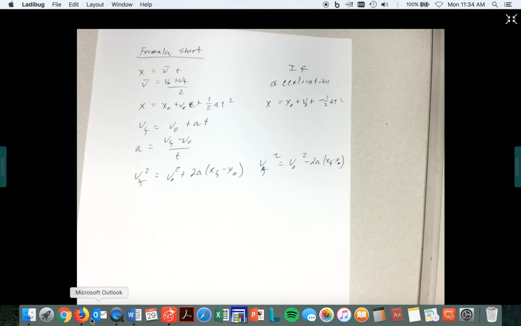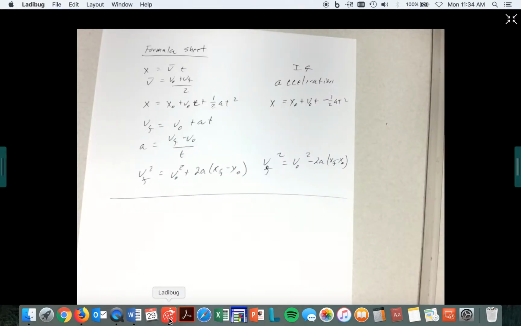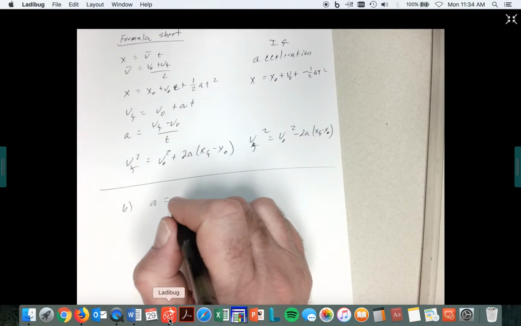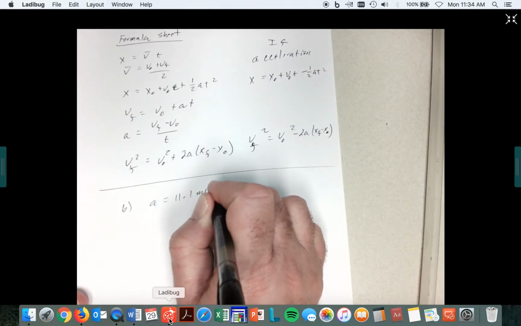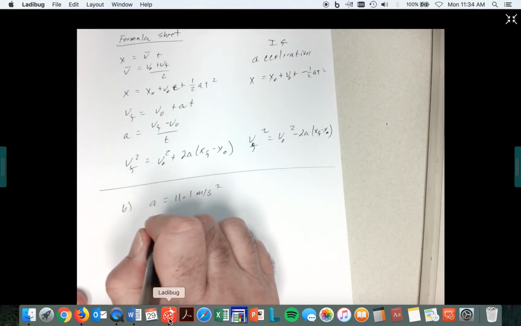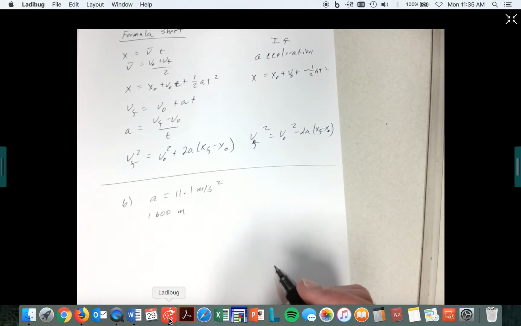What's the rest of the problem look like, though? If the dragster could keep that acceleration, 11.1 meters per second squared, man, that thing will be flying. Okay? So in part B, the acceleration we figured out was what, 11.1 meters per second squared? All right? And so if we could keep that up for 1,600 meters, we can find its final velocity.